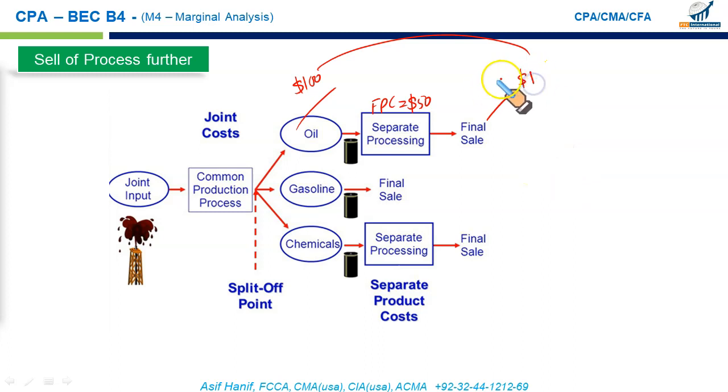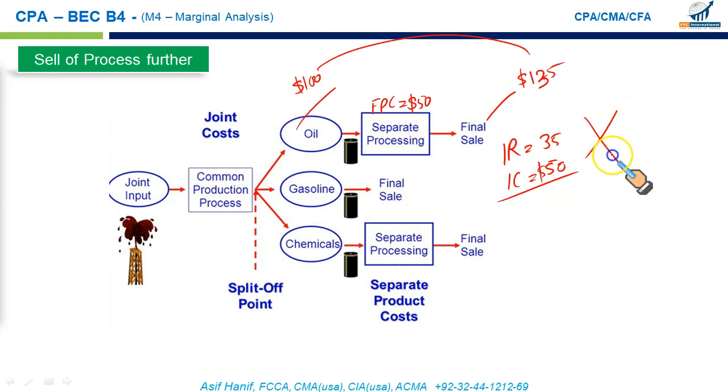And let's say after further processing, after spending $50, the final selling price of a barrel of oil is, let's say, $125, or let's say $135. Now our incremental revenue, the revenue at split off versus final revenue, is $35 per barrel, but our incremental cost is $50 per barrel. So in this case, the cost of further processing is more than the incremental revenue, so we should not. So this is how we decide, should we sell as is at split off or should we process further?